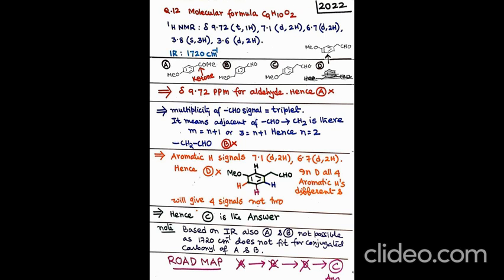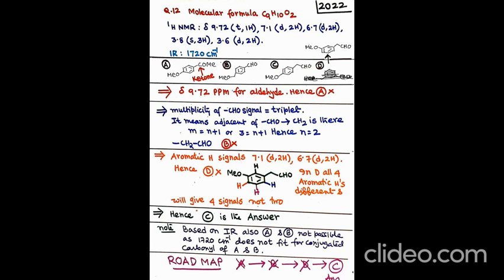Question number 12 is like this: an organic compound having molecular formula C9H10O2 exhibits the following spectral characteristics. They have given the HNMR of the compound. At the same time, it was given that the IR stretching frequency is 1722 cm inverse. They have given four structures A, B, C, D. Out of them, we have to identify the structure which best fits the given spectral data.